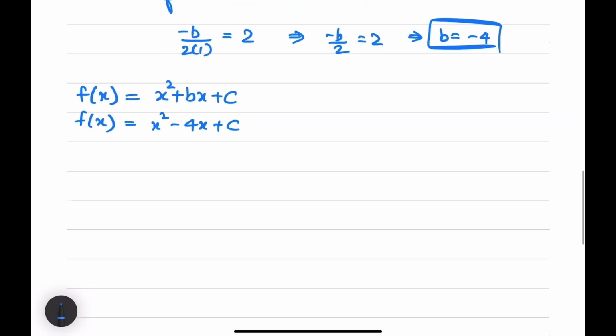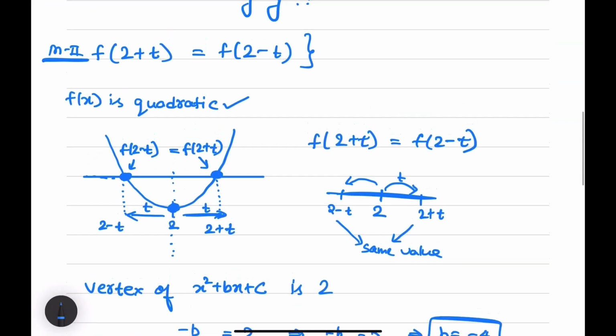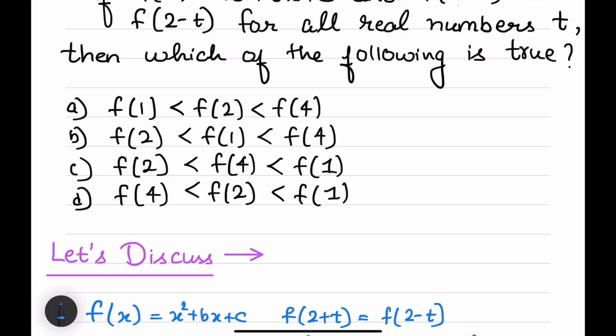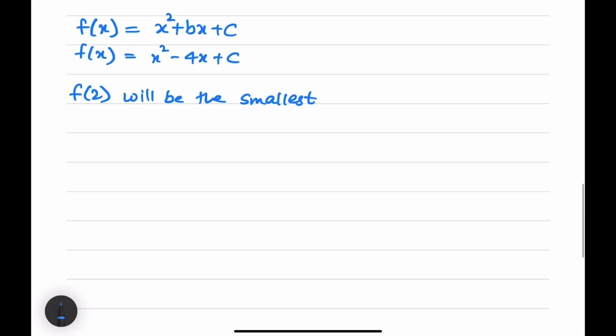All right. So already I know that f of 2 will be the smallest. How can I say that? Because 2 is the vertex of the quadratic only. So the minimum of the quadratic will lie at the vertex. So f of 2 will be minimum. That I can definitely say. And by that process, options D and A are eliminated. f of 2 is the lowest only in options B and C. So now we are to compare only options B and C.